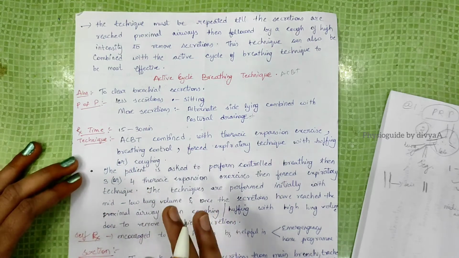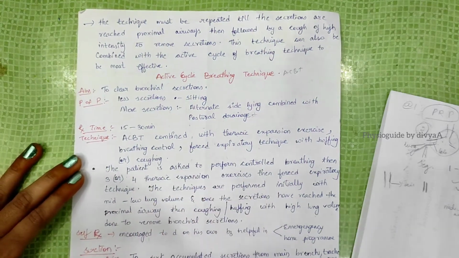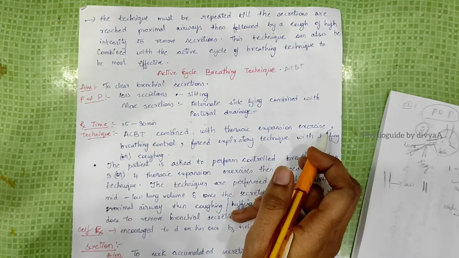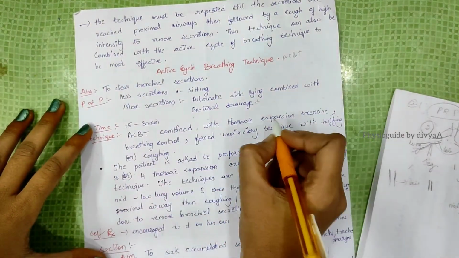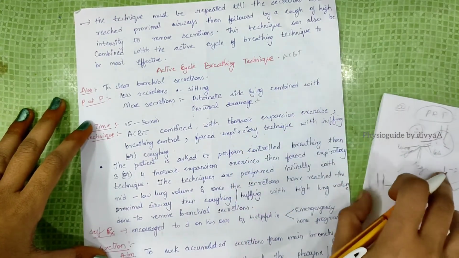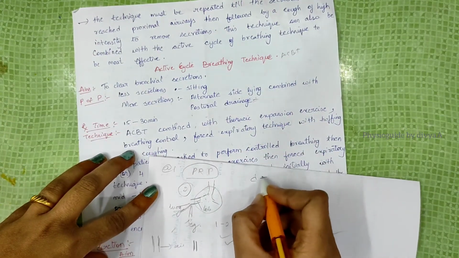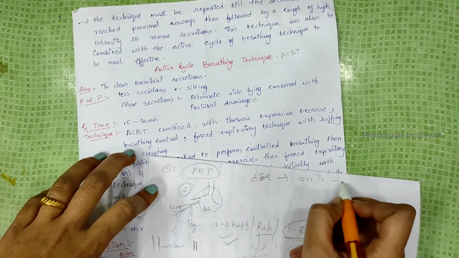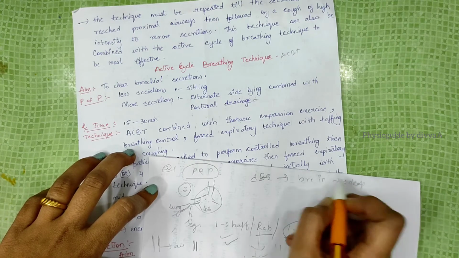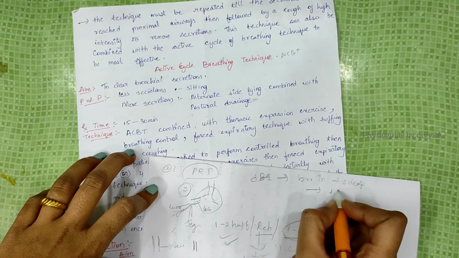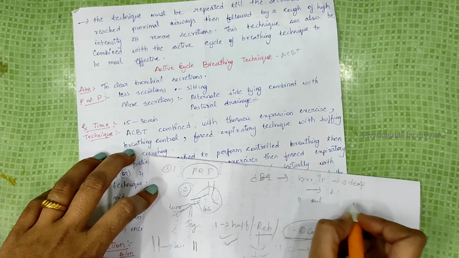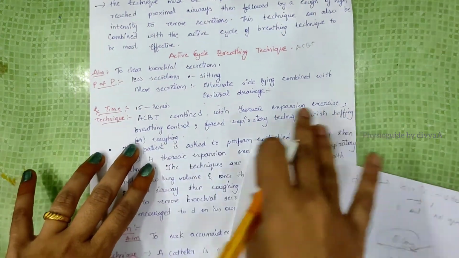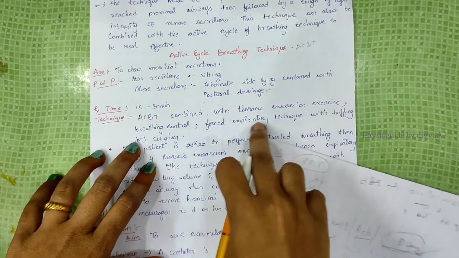How to do this technique? ACBT is the important one you need to remember. ACBT is combined with thoracic expansion exercises, which are deep breathing exercises. In these, breathe in should be slow and deep inside, held for a few seconds, and then breathe out is relaxed and quiet. This is the thoracic expansion exercise. Next, breath control, and next, the forced expiratory technique.